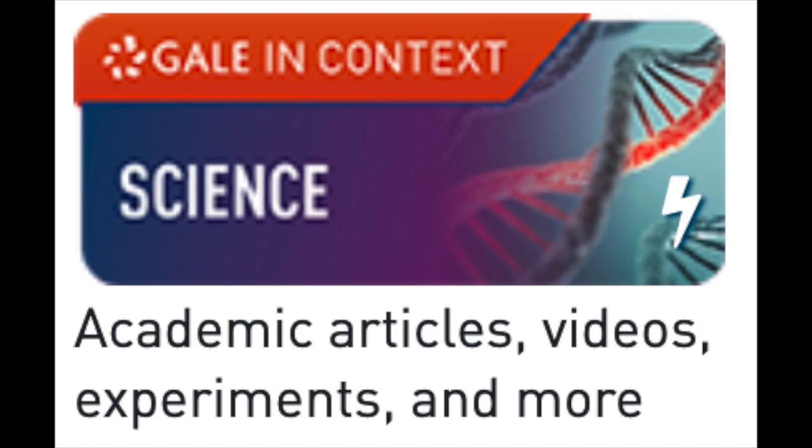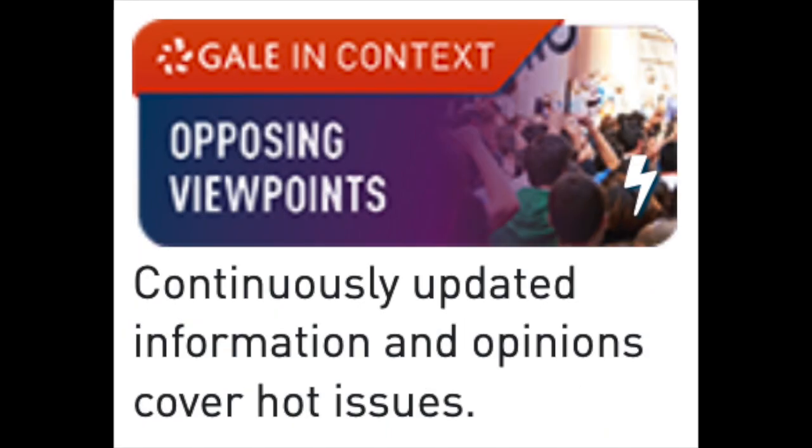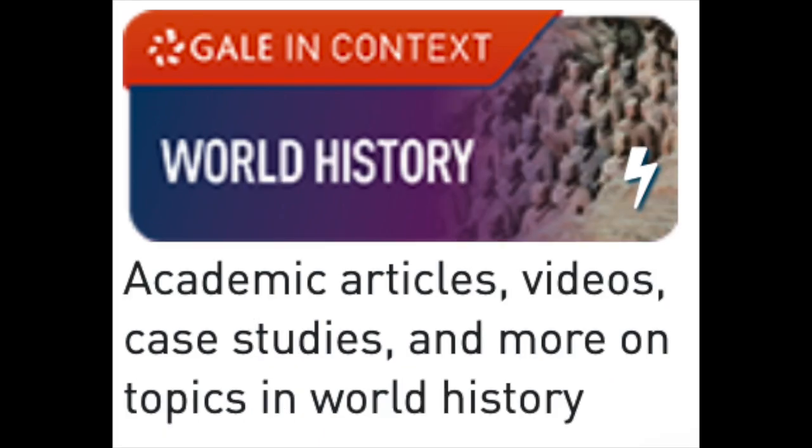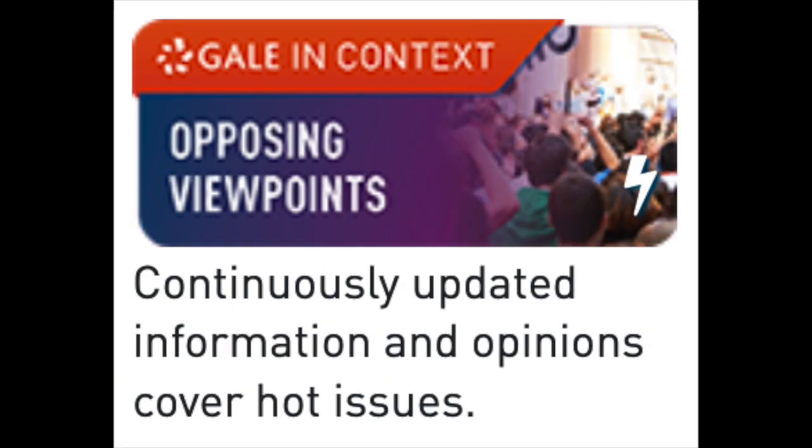So just to highlight a few different databases, we have science, that's obviously for science experiments and that kind of thing. There's one called Opposing Viewpoints, which is really great for current events and controversial issues. Biography is obviously good if you're researching a person or an individual, and world history might be useful for any number of things related to world history. Well, just pick one of those. I think for the purposes of your current assignment, you maybe want to do world history or opposing viewpoints or biography.